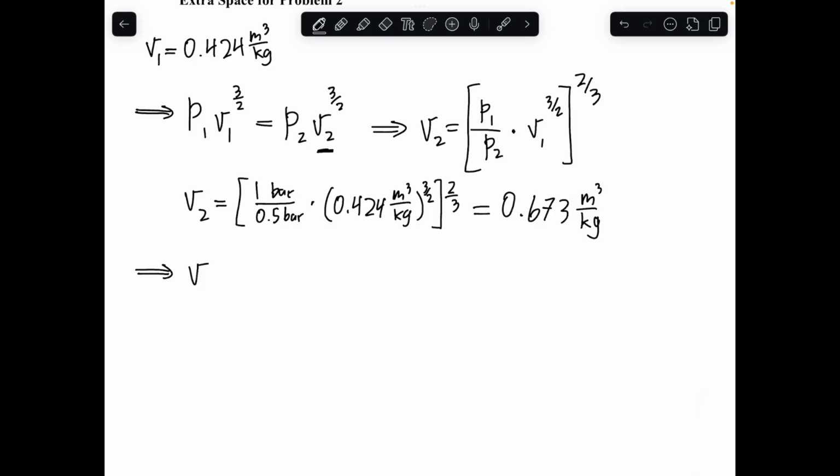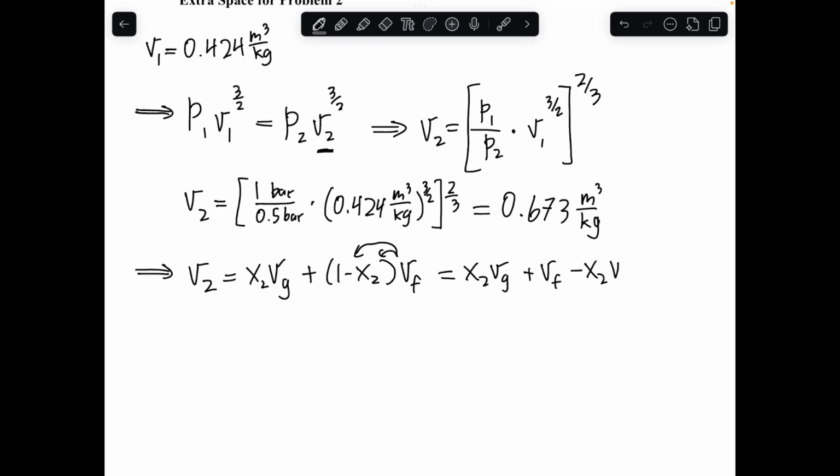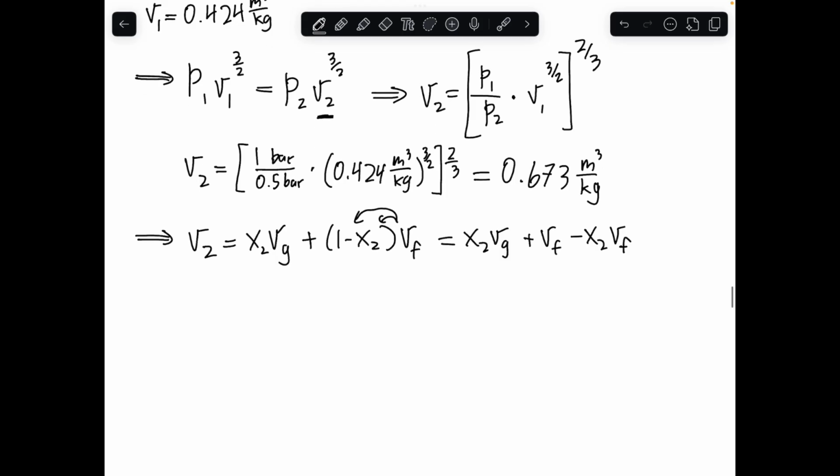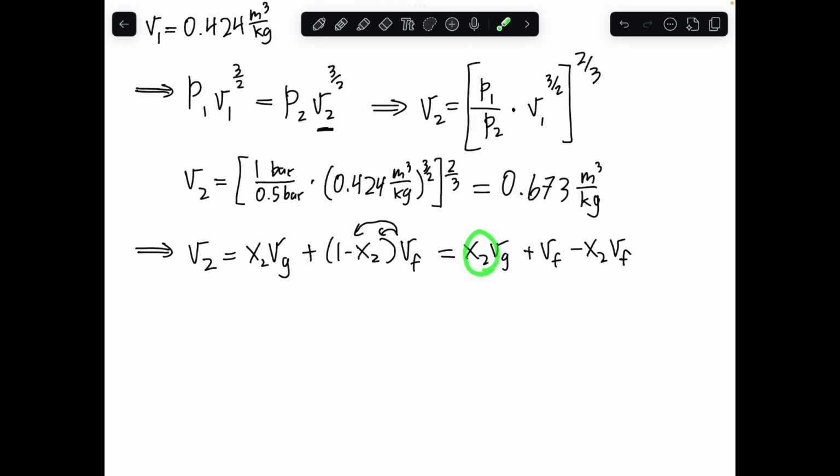So, writing out the equation, we have V2 is equal to x times Vg plus 1 minus x, this is going to be x2 as well, x2 times Vf at state 2. So to rearrange this, we just need to distribute our Vf into these parentheses. This is going to be x2 times Vg plus Vf minus x2 times Vf. And then we want to rearrange this so that the x2's are together.